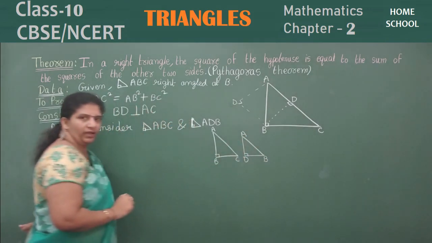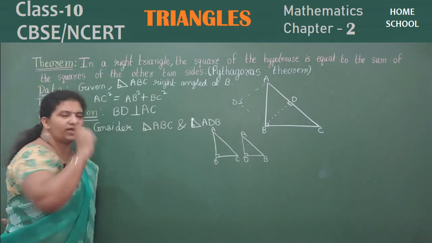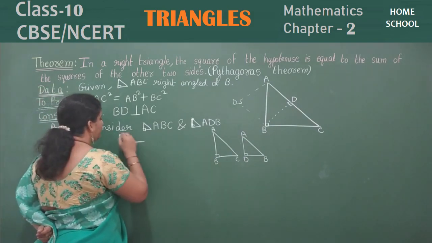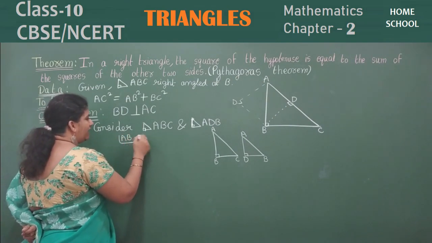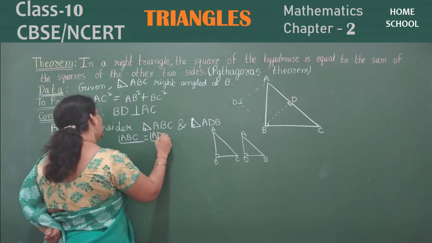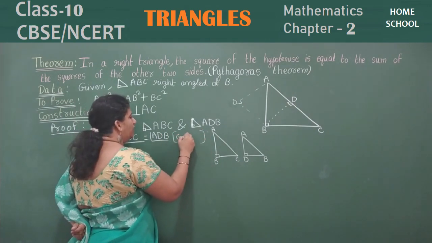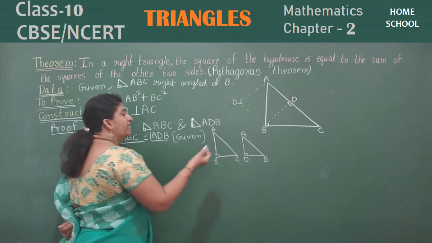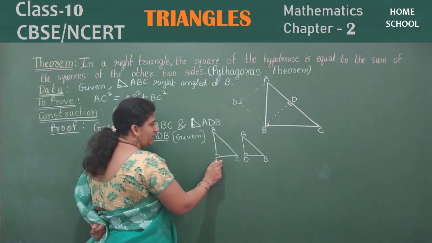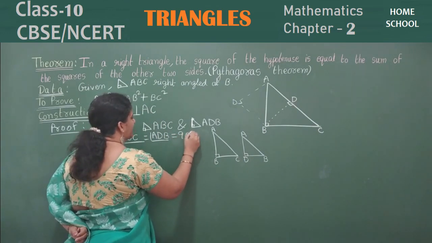ADB. Okay. Now compare these two triangles, triangle ABC and triangle ADB. So what can I say here? I can say angle B. Instead of writing only one letter, I'll write this. Angle ABC is equal to angle ADB. What is the reason? Perpendicular, or given, or you can say by construction. This angle B is given, angle D we have done by construction. This is equal to 90 degrees, children.